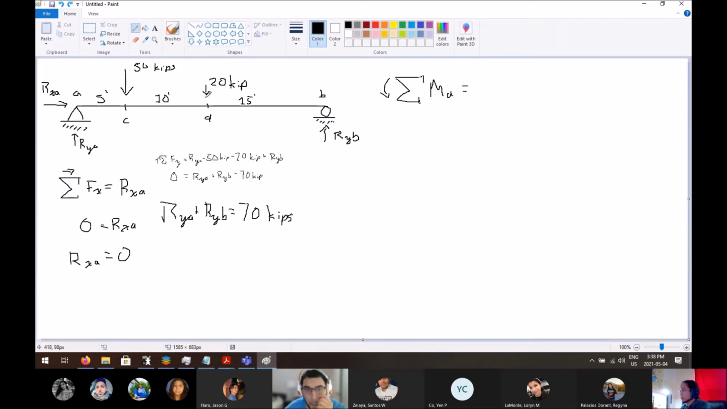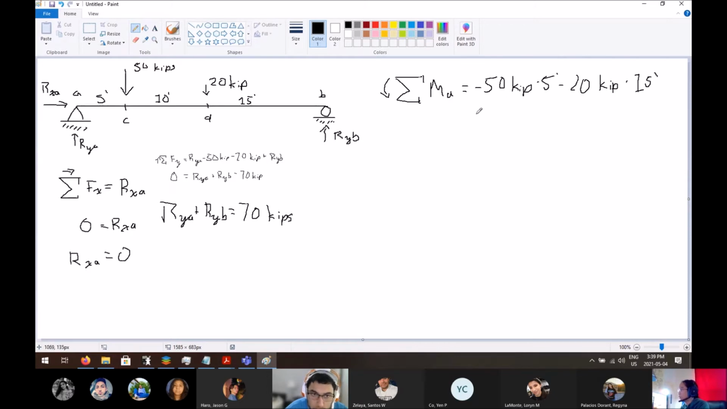So summation of moments at A is this 50 kips. And how far away is it from A? 5 feet. It's going down, it's clockwise, so it's going to be negative, right? We have this one that's going down, and you see how it orbits around A in a clockwise manner, so it's going to be minus 20 kips times how far away is that? That would be 10 feet, no, 15 feet. See, 5 plus 10, 15 feet away from A.